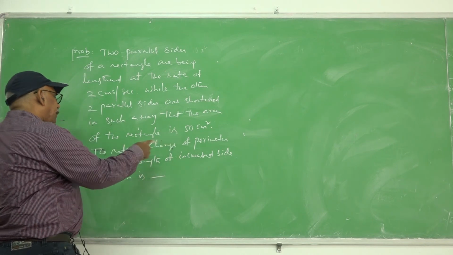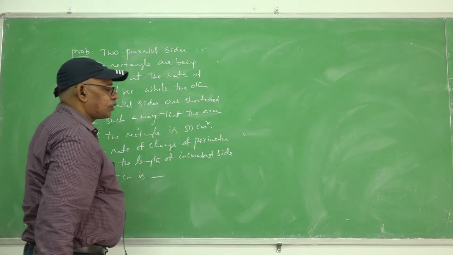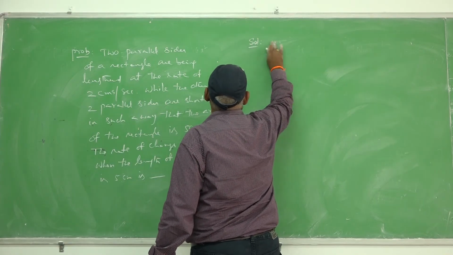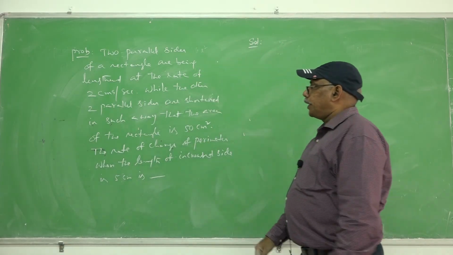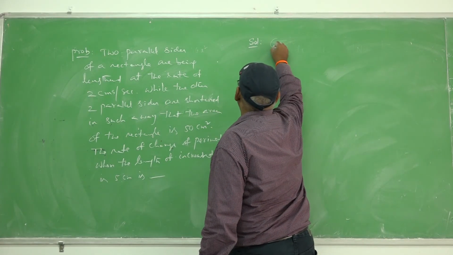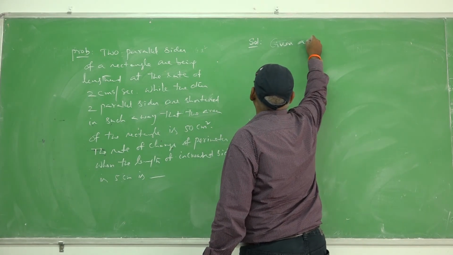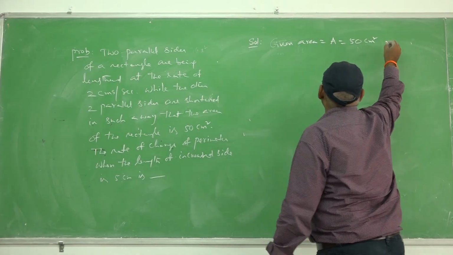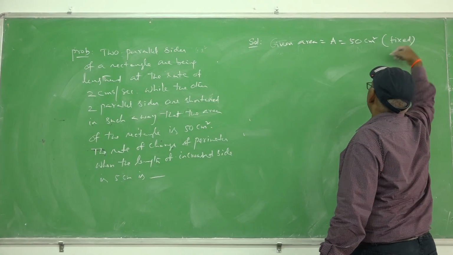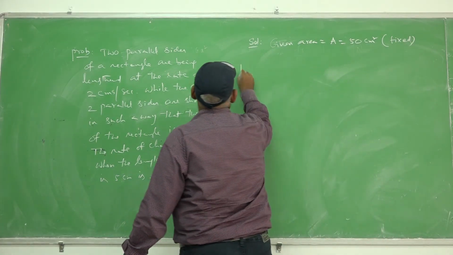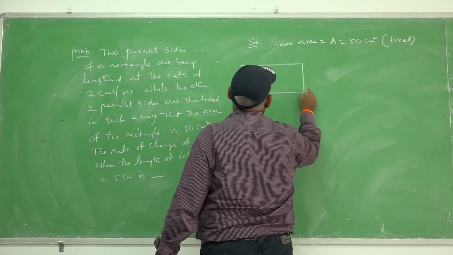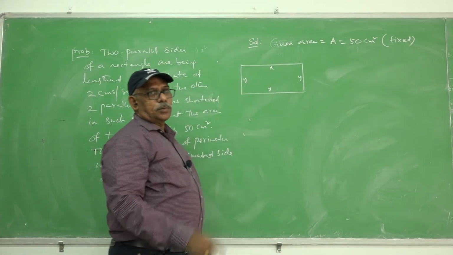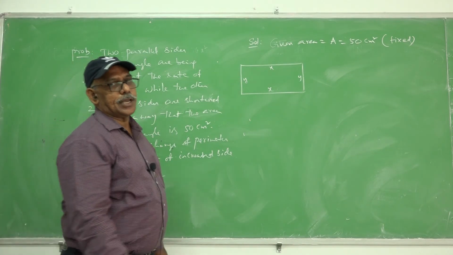You have to find the rate of change of the perimeter of the rectangle when the length of the increased side is 5 centimeters. So given area A equal to 50 centimeters square, fixed, no change in area. Let x be the length and y be the width. Suppose the length is increasing and the width is decreasing here.